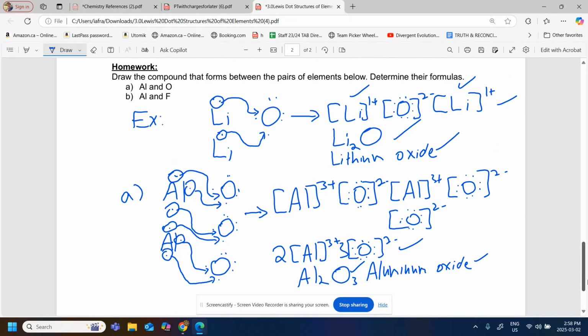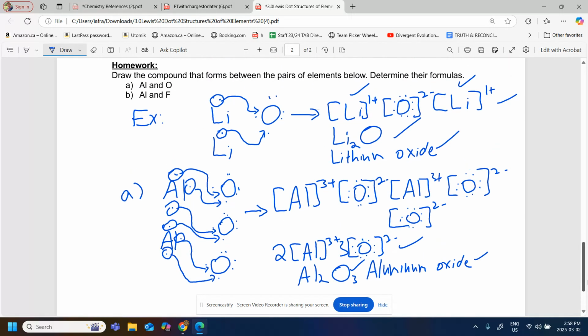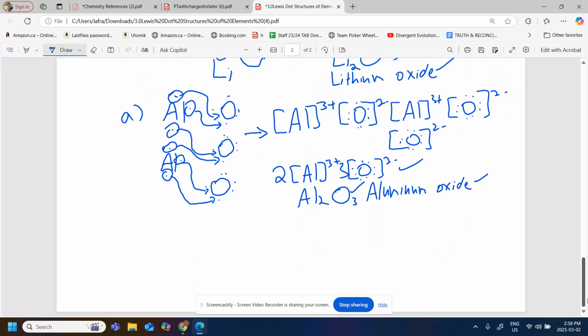Now try for the compound that forms between Al and F. So you've already tried it, assuming you're unpausing the video to check your work. You start off with aluminum, has 3 valence electrons. You draw fluorine, has 7 valence electrons. Fluorine just needs 1. But aluminum wants to give away more. So let's do another aluminum, another fluorine.